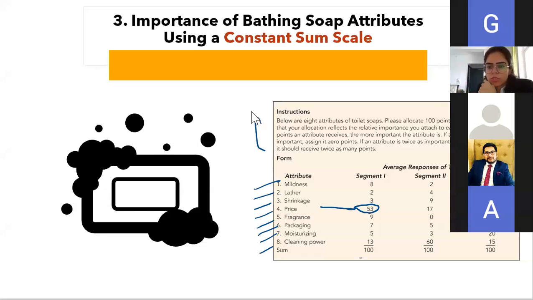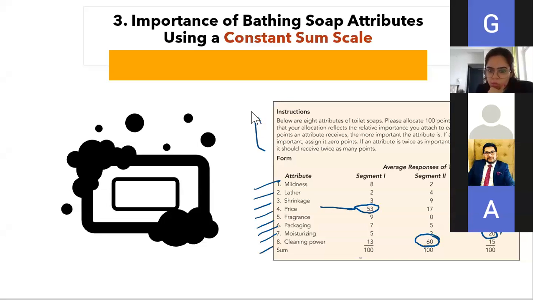Okay. What about segment 2? The cleaning power. Cleaning power is leading all the other attributes by 60. Right. And about segment 3? Moisturizing. Moisturizing.